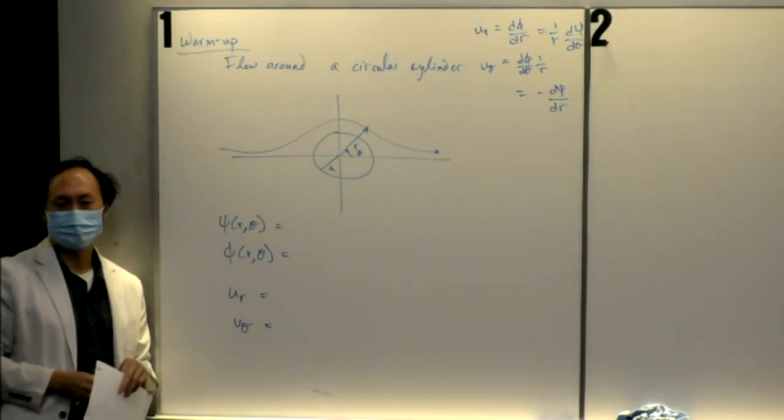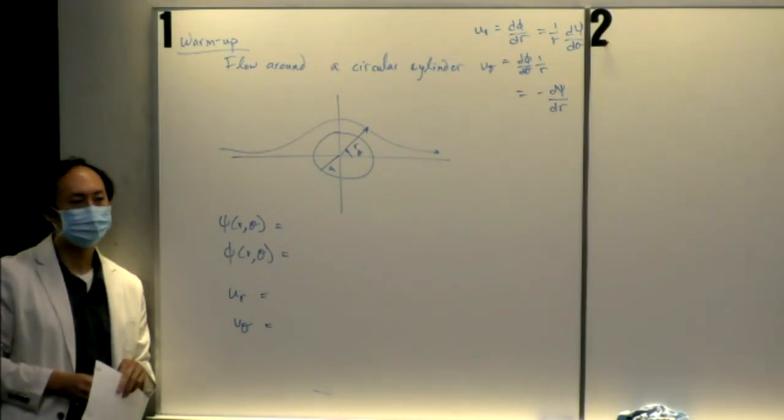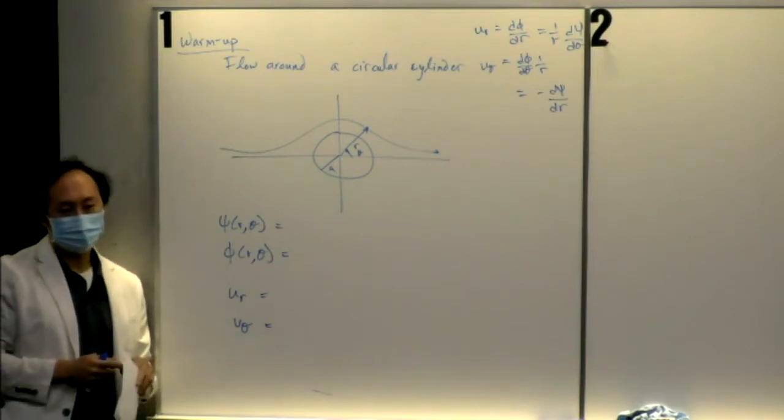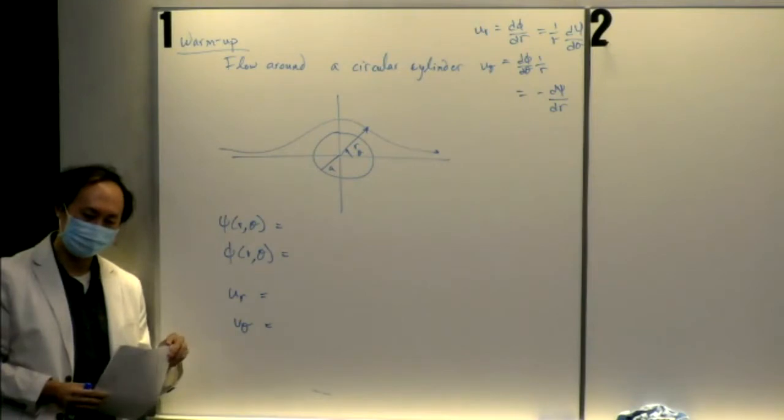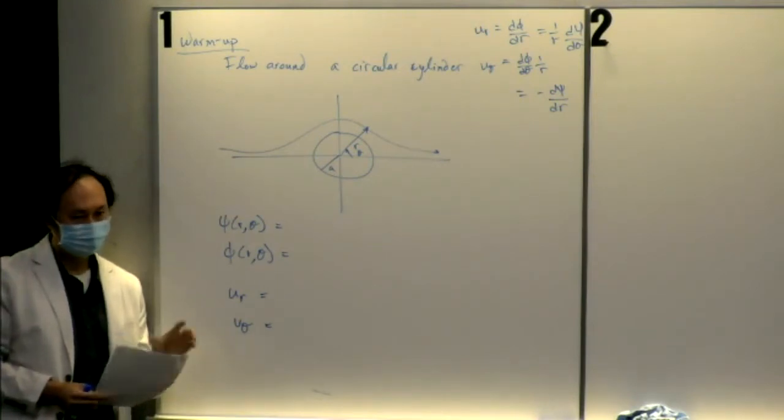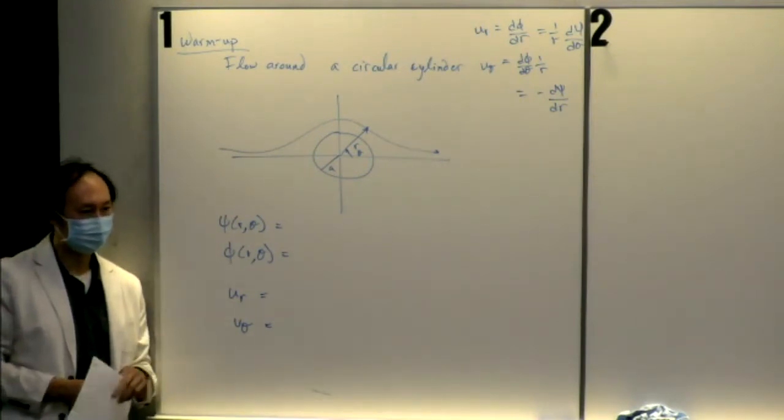What was the one we did last time? What was that called? Half body, yeah, half body. Well, half body, circular cylinder, and Rankine oval. Those are basically the three that the book goes over. They're good practice to go for the quiz.